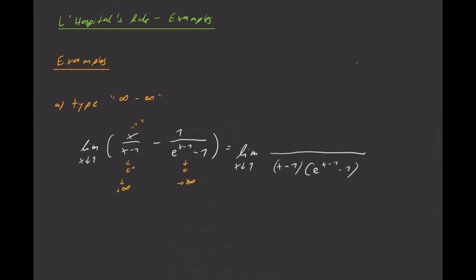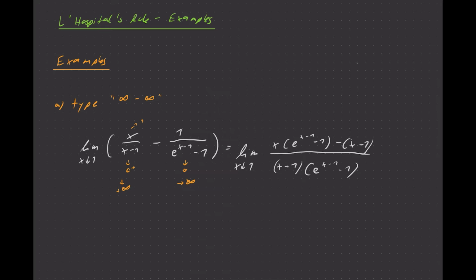And then we have to multiply this by this. So we get x times e to the x minus 1 minus 1. And we have to multiply this by this. So we get minus x minus 1.